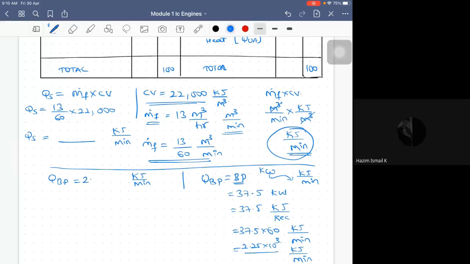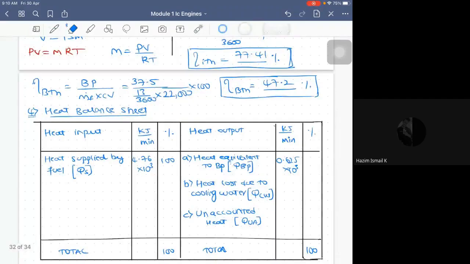So 2.25 into 10 to the power of 3. Same thing I would update here. Correct. That's great. Now, heat loss due to cooling water.